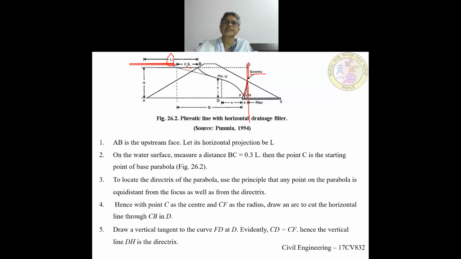Then the point C is the starting point of the base parabola. To locate the directrix of the parabola, use the principle that any point on the parabola is equidistant from the focus as well as from the directrix. So with the point C as a center and CF as radius, draw an arc to cut the horizontal line CB at the point D. It cuts here at D, you draw a tangent.